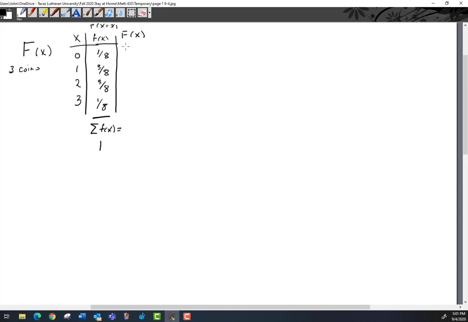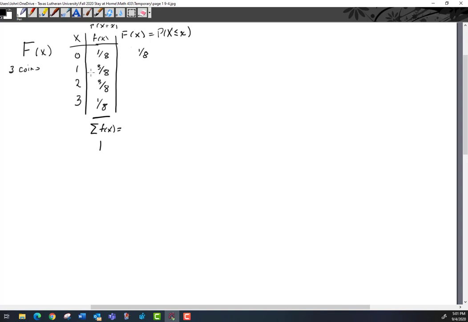So this would mean the probability, what I'm going to write right here, is the probability that the random variable is less than or equal to the lowercase x. So what's the probability that the random variable is less than or equal to 0? Well, less than or equal to 0 just means, because it's discrete, equal to 0, so that would be 1/8. What I want to write here is the probability that x is less than or equal to 1.